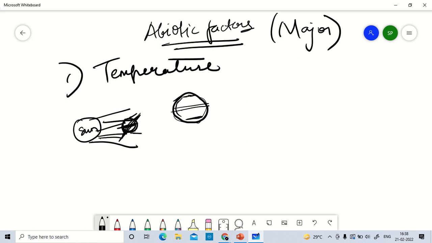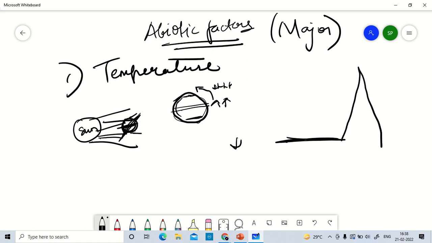So of course at the equator the temperature is more, and as we move towards the poles the temperature gets less and less. In plain regions the altitude is very less. In mountain tops the altitude is so high, and high altitude means the pressure will be low, and the temperature will also be low.